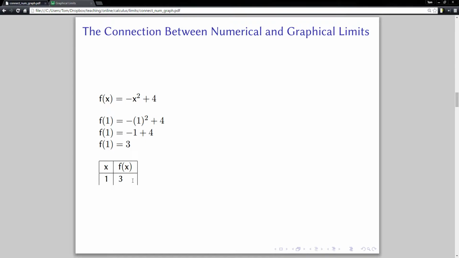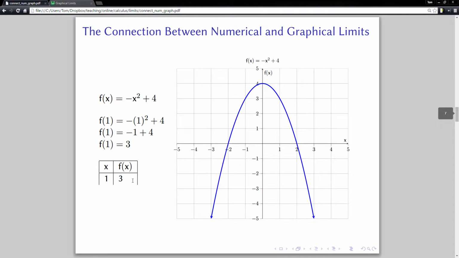So what that means graphically, right? If we have the graph of f of x equals minus x squared plus 4, then the point (1, 3) is a point on the graph of the function, and you can see it's right there. So for every row in your table, you have an x value and a y value, or f of x value. That's going to correspond to some point that's on the graph of the function.